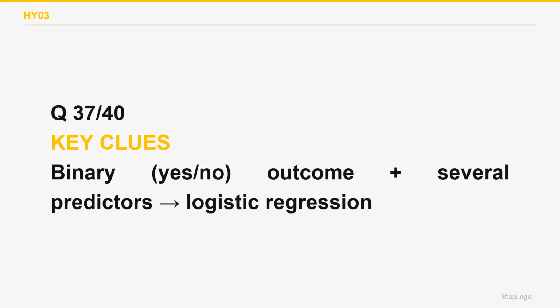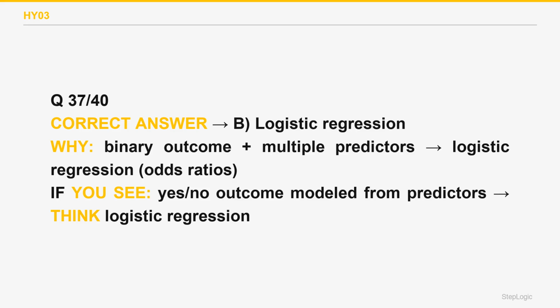Logistic regression models a binary yes-no outcome from one or more predictors, producing odds ratios. It is the right tool whenever the dependent variable is a category with two levels. Linear regression is instead used when the outcome is a continuous number, like blood pressure. The correct answer is B.